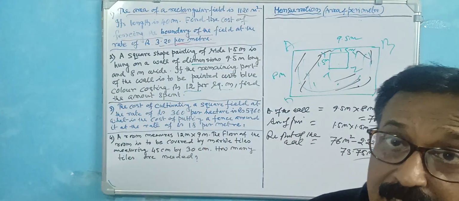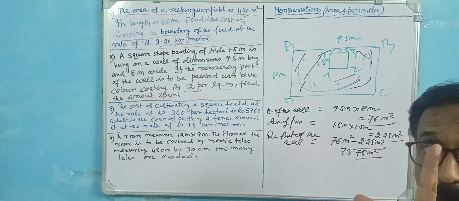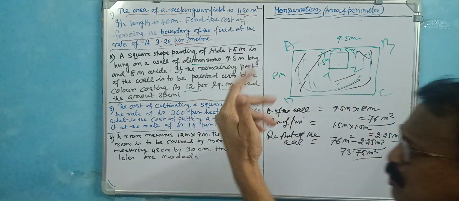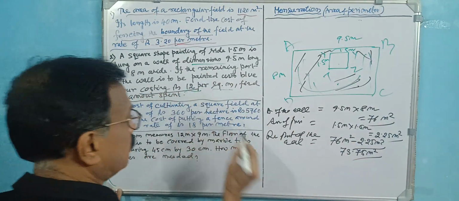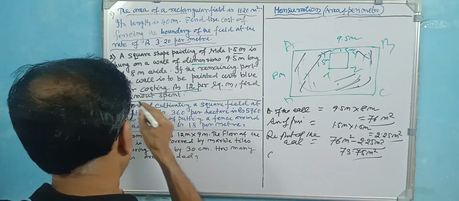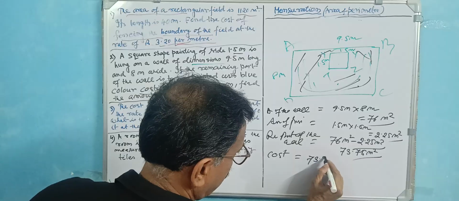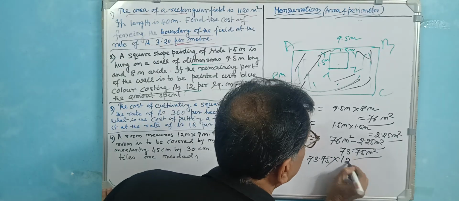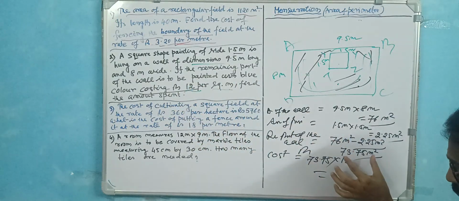The maths is basically in the concept and the calculation. Two things. The concept, and the calculation will be right. Very important thing. So this is the meter square. This is the remaining. But now just multiply. Painted by blue color, now find the cost. Cost is 73.75 into 12. This is rupees. That is the cost, because per square meter is 12.